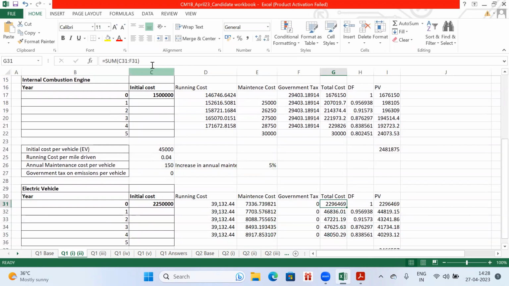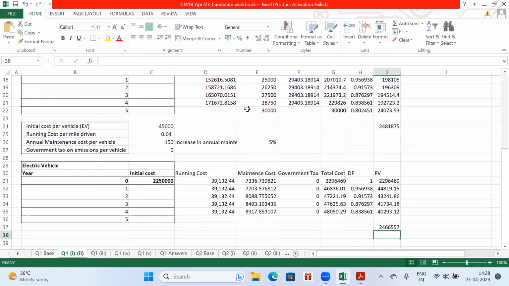Therefore, total cost is the sum of all these things, and the discounting factor is nothing but v to the power time, and present value is cost into discounting factor. Sum of this, we get the cost of the electric vehicles.